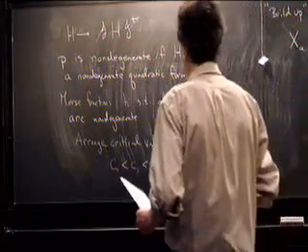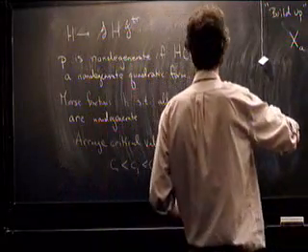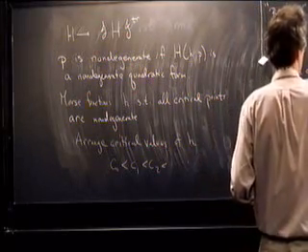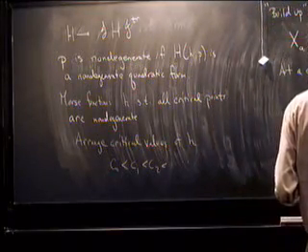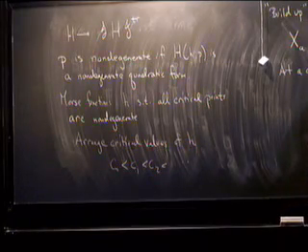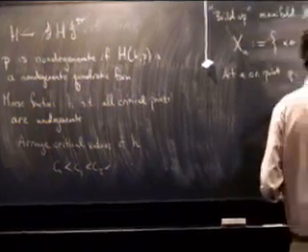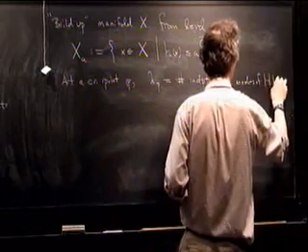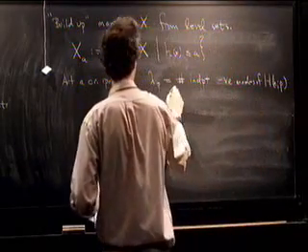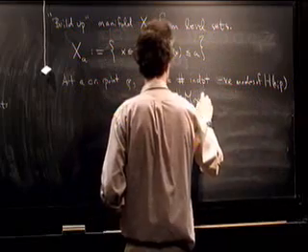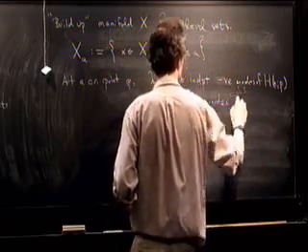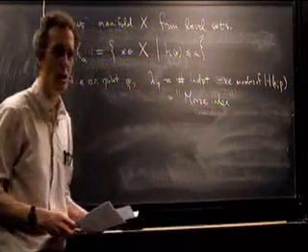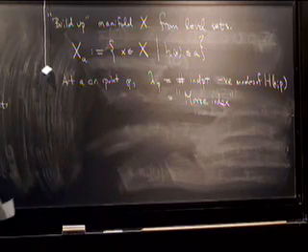Now, I should have said here that at a critical point p, we let lambda p be the number of independent negative modes of our Hessian. And this is called the Morse index. So, in the language of physics, you might call it the number of unstable modes, the number of independent unstable directions.